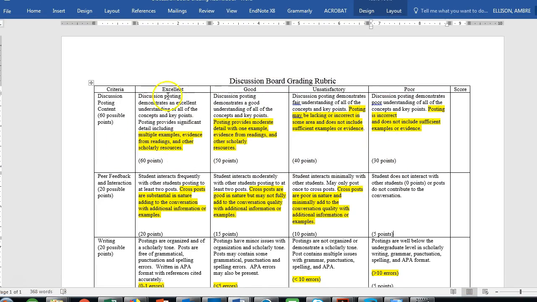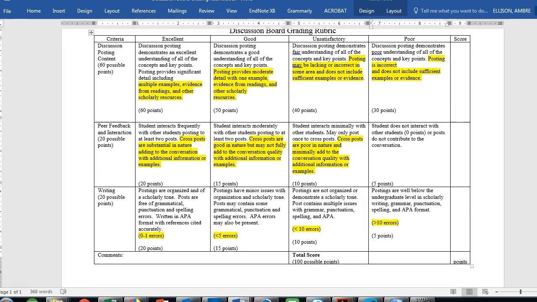So I've highlighted what is the meat and bones of your discussion board postings. To get an excellent, you need to have multiple examples, evidence from your readings, and other scholarly resources. For feedback and interaction, you need to have cross posts to at least 2 peers that are substantial in nature, which means more than, hey, good job. You need to add to the conversation with additional information.